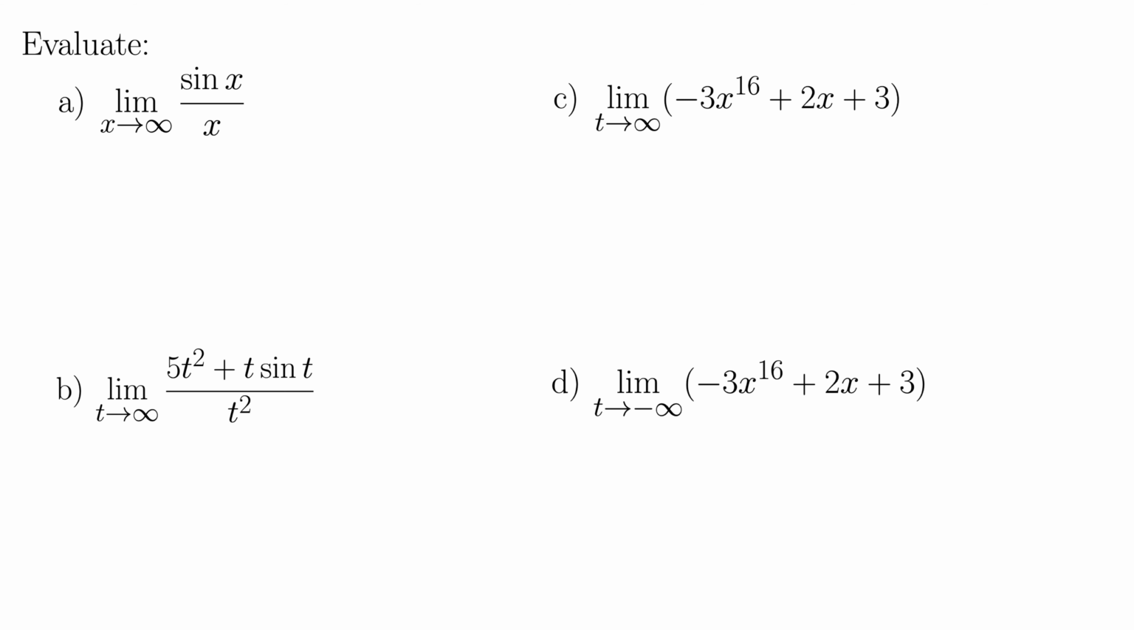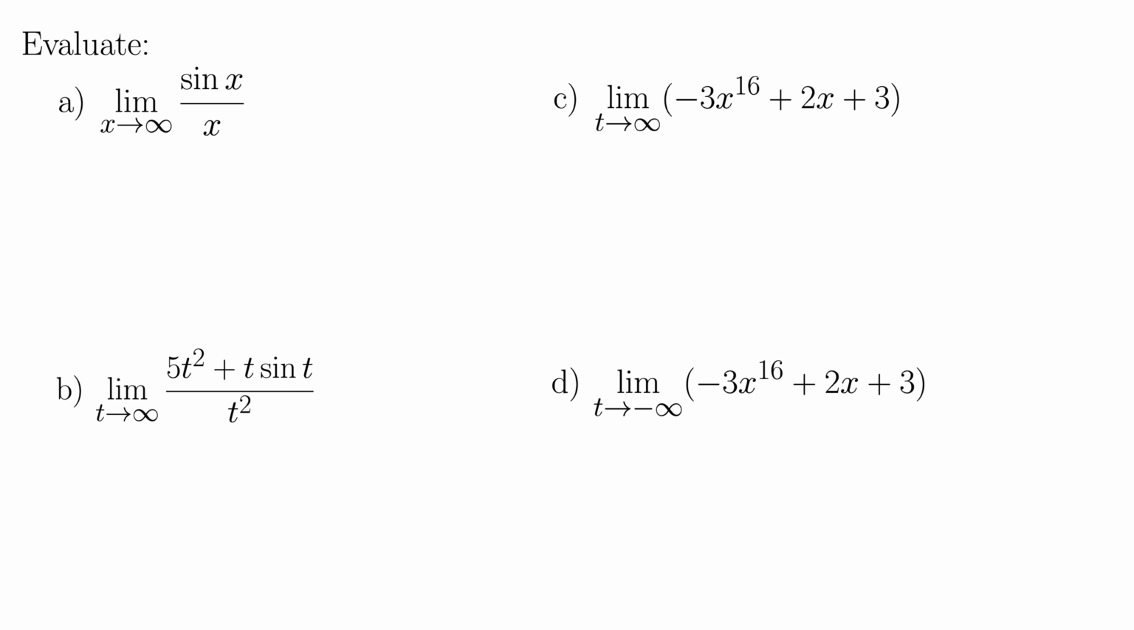The first one, part A, says the limit as x goes to infinity of sine x over x. Now this one's a little different than most of the other limits at infinity that we'll see, because it has this oscillating sine x going on in the numerator. So let's treat this as kind of a special case here.